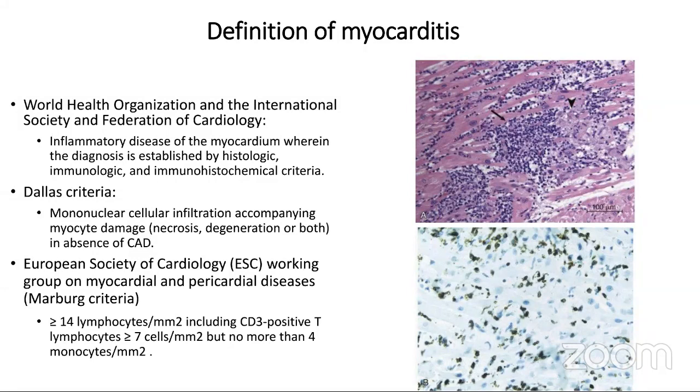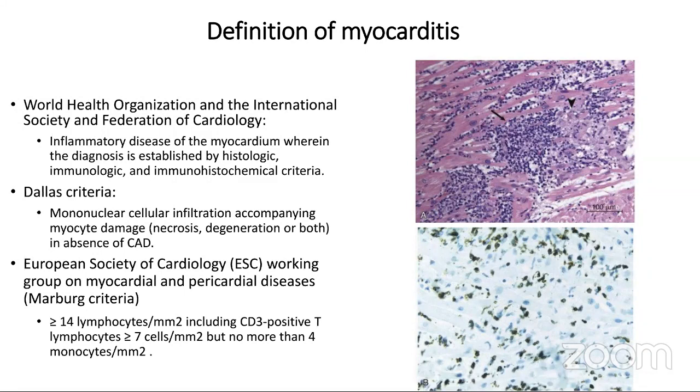Dallas criteria in 1995 defined myocarditis as the presence of mononuclear cellular infiltration accompanied by myocyte damage, which may be degeneration or necrosis or both, with or without fibrosis, in the absence of the typical damage caused by coronary artery disease. However, Dallas criteria faced many limitations, including poor reproducibility with great inter-observer variability.